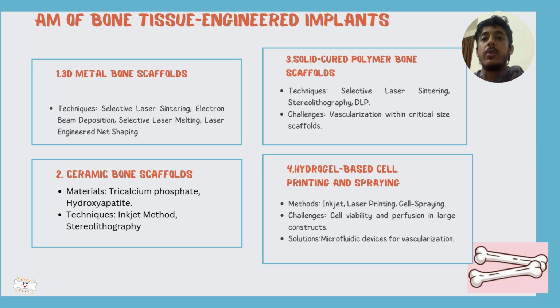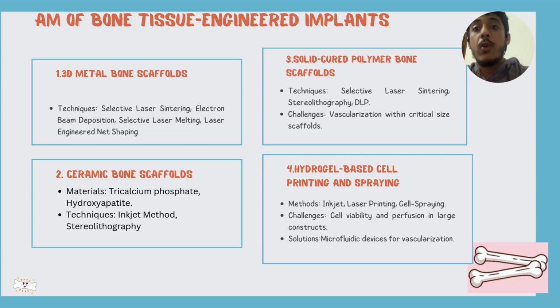The second point is the ceramic bone scaffold. Ceramic bone scaffolds are typically made from biocompatible materials like tricalcium phosphate, which mimic the natural bone mineral and promote bone growth. The third point is the polymer bone scaffold, which utilizes techniques like selective laser sintering, SLS, and digital light processing, DLP, to create a precise polymer structure.